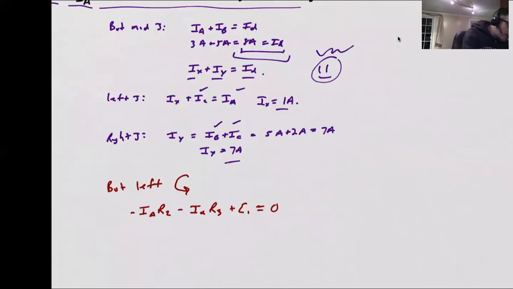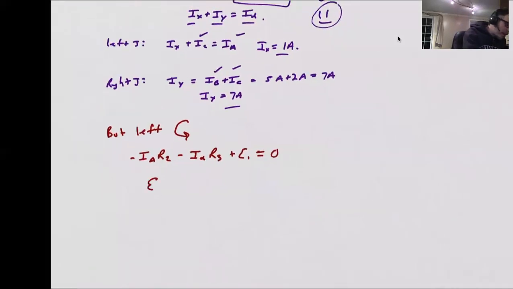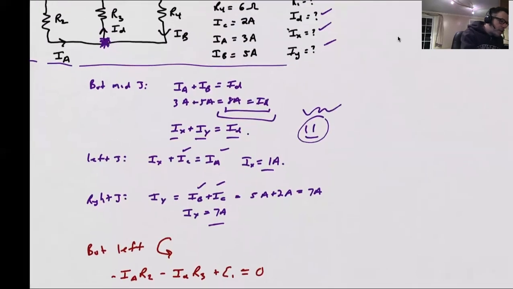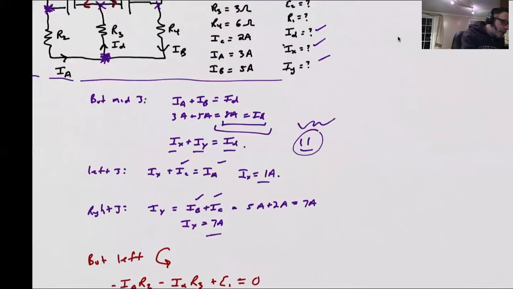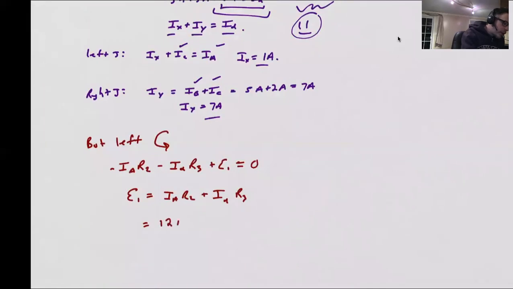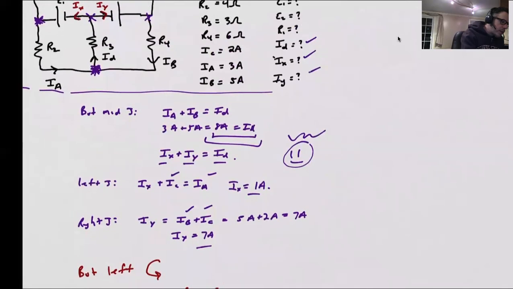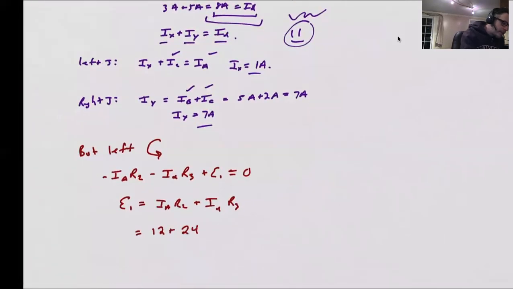I know all of these quantities now since I know all the currents. So the only unknown here is E1. And we see that E1 then is just going to be IA R2 plus ID R3. Going back up and looking at our numbers, IA was 3, R2 is 4, 12, ID was 8, R3 was 3, 24, a 36 volt battery.